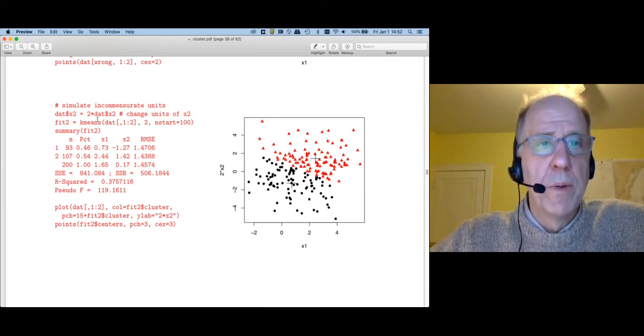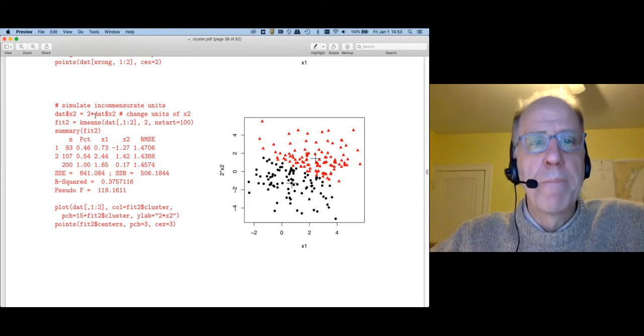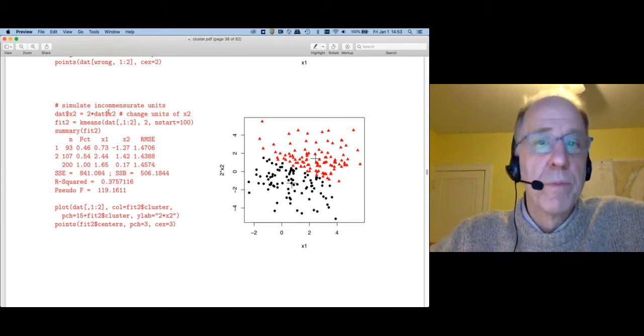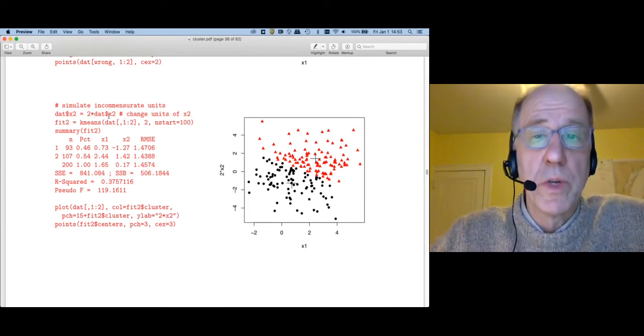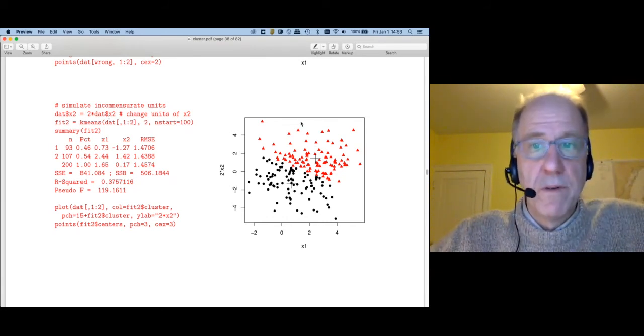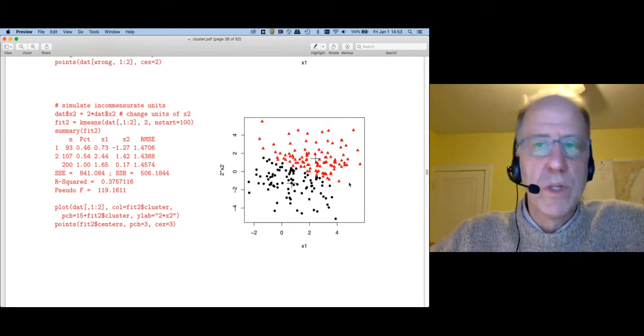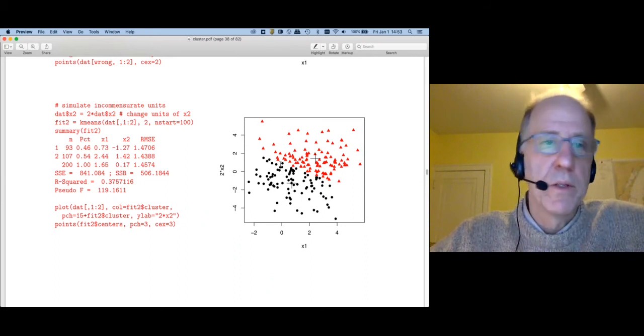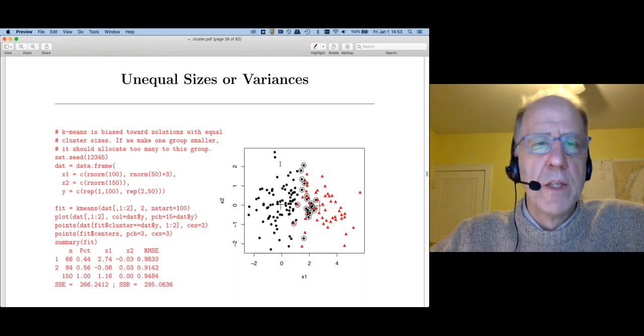We could get the exact same solution if we change the units of x2. So in this example, I'm going to multiply every value of x2 by 2. This would be like changing units, going from centimeters to inches. Instead of dividing the clusters here at roughly 1.5 vertically, we have something that's more of a horizontal cut, dividing the 2 cluster centroids. So what happens if we have different numbers of observations?